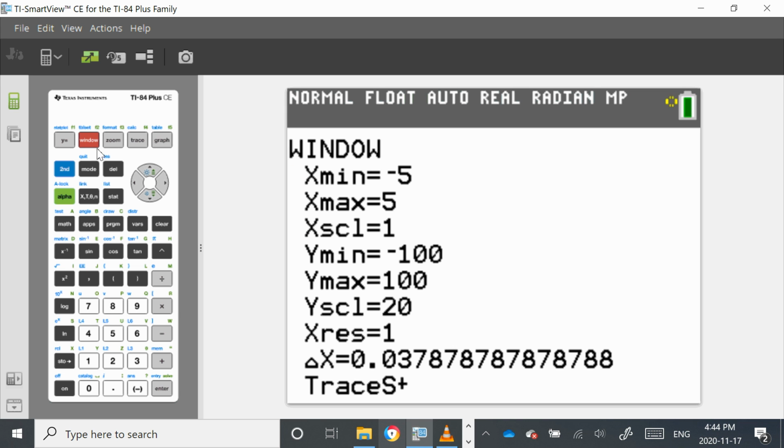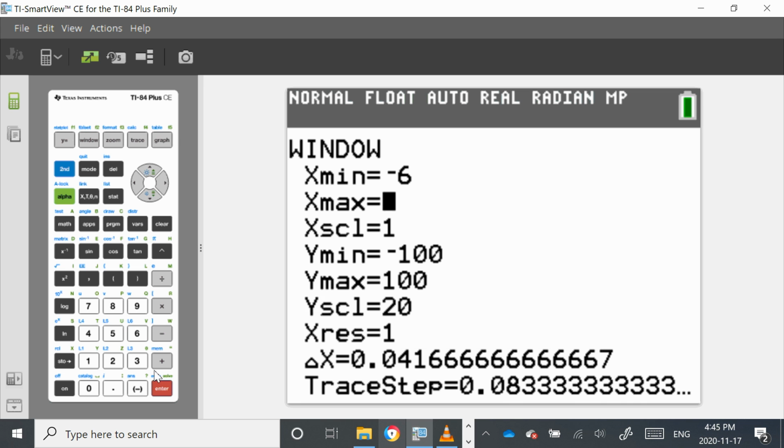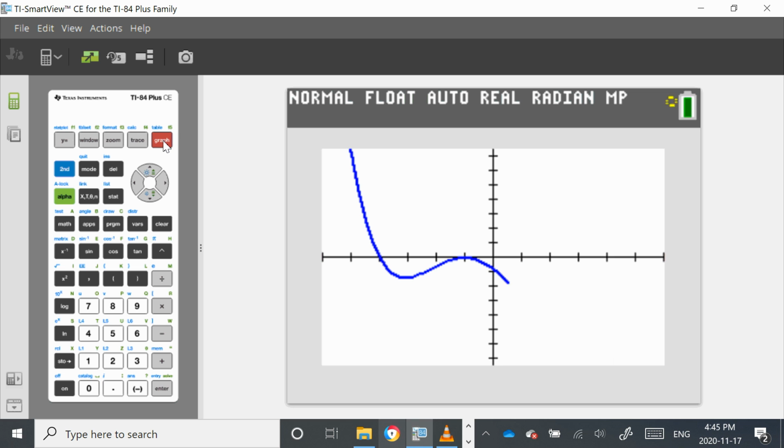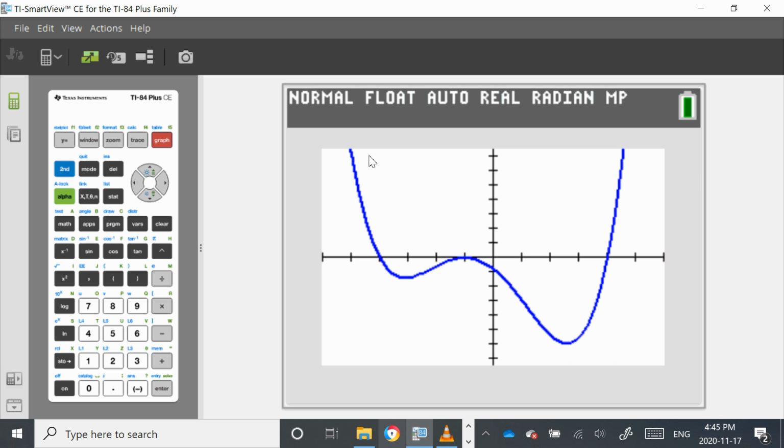Let's change our window. They wanted the x-min to be negative 6, x-max to be 6, scale factor to be 1. They wanted my y-minimum to be negative 150, my y-maximum to be 150, and my scale to be 20. Let's graph this. Okay, so look at that. There is my end behavior of this graph. Here I could see my zeros. This is a fourth degree polynomial function.